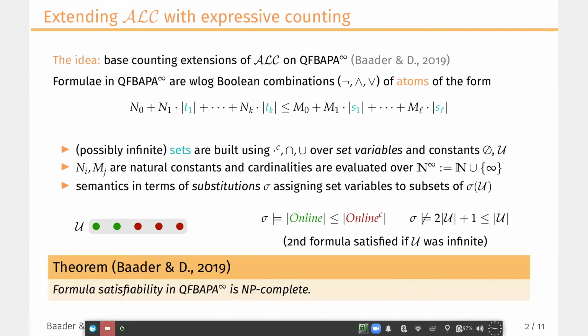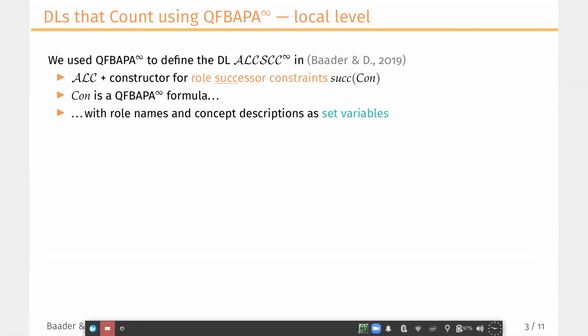In a paper from last year, we showed that formula satisfiability in this small logic alone, without the DL setting, is NP-complete, in spite of the fact that we had a lot of non-determinism by having Boolean operators on the set level and on the formula level, and of course solvability over the naturals. We are able to stay in NP. So now, how do we apply this to description logic?